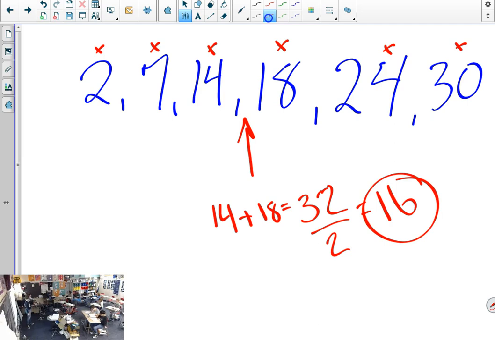You can also just ask yourself what number is there between 14 and 18, but it's not always that easy. Right, which I love, because it's not always that easy.